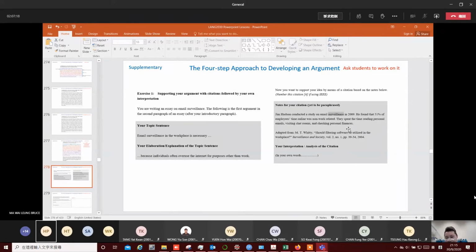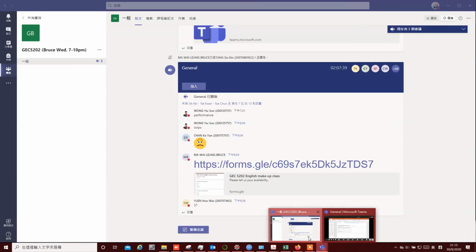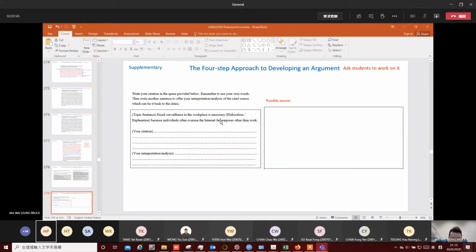Good. Then I would like to paraphrase this one as step 3. And also I would like to add the interpretation, my analysis of the citation, that is, to put the final touch on it. So how will we do it? Step 1 and step 2 are done for you. Step 1, email surveillance in workplace is necessary. Step 2, because individuals often overuse the internet for purposes other than work. They are there. How about my citation, my paraphrase? How about my interpretation? It's not there.